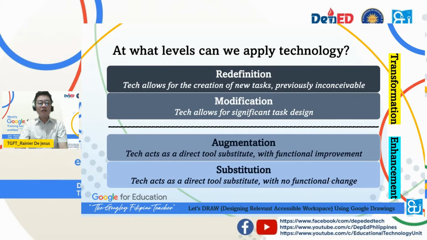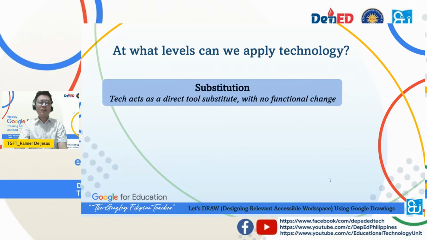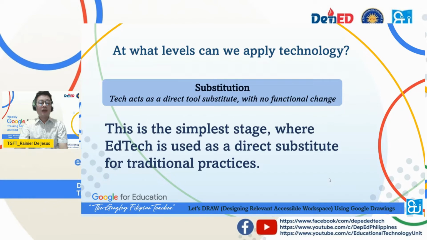Now, discuss po natin isa-isa yung ating SAMR model. For this stage, for substitution, technology acts as direct tool substitute with no functional change. What does it mean? At this stage, technology is directly substituted for a more traditional teaching tool or method. It is simple, bare bones, and direct replacement. And this is the simplest stage where EdTech is used as direct substitute for traditional practices.